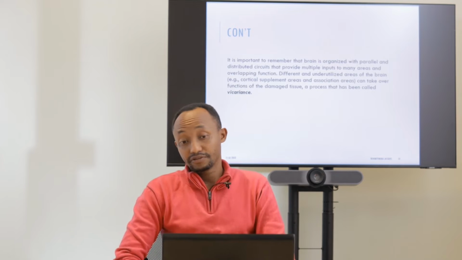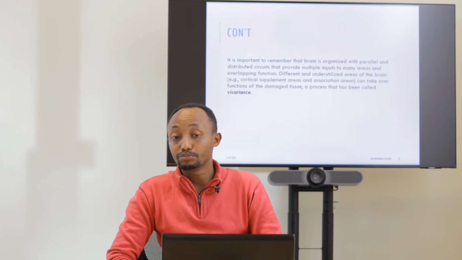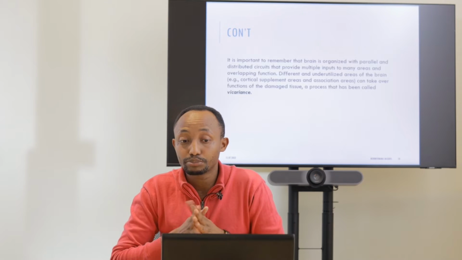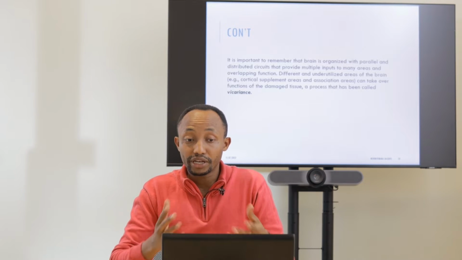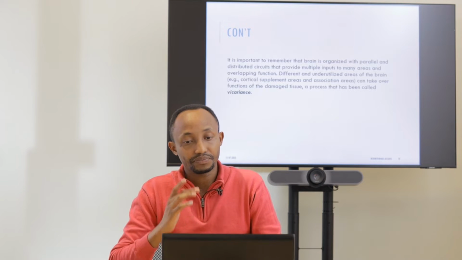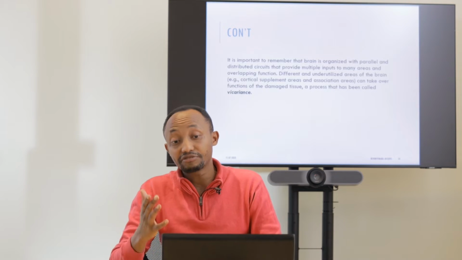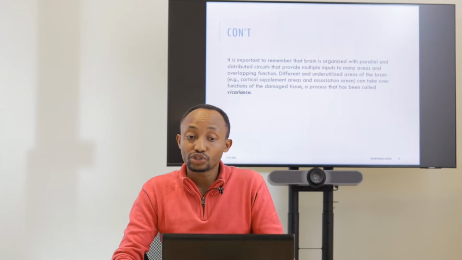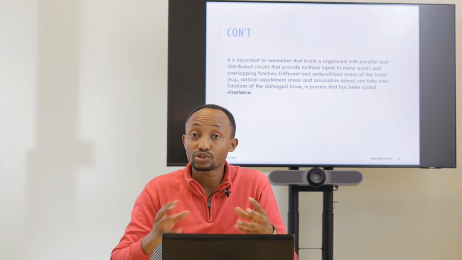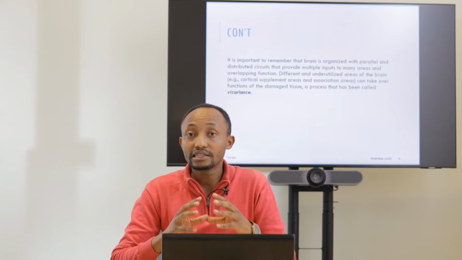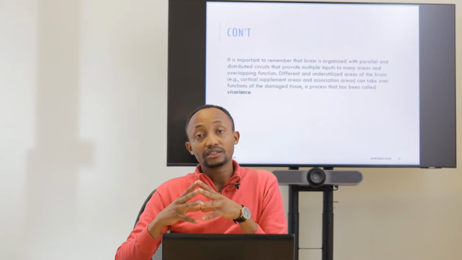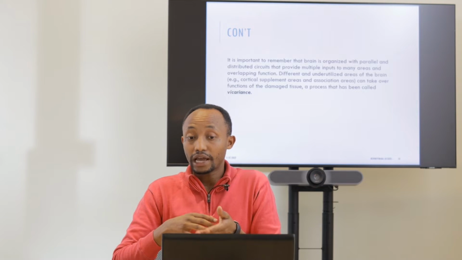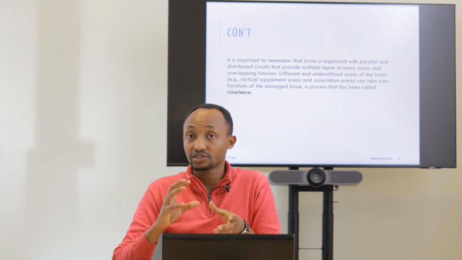But it is very important to remember that the brain is organized with parallel and distributed circuits that provide multiple inputs to many areas and overlapping functions. For example, there are different and underutilized areas of the brain, which we call cortico-supplemental areas or association areas. And these areas can take over functions of the damaged tissue, and this process we call vicariance.